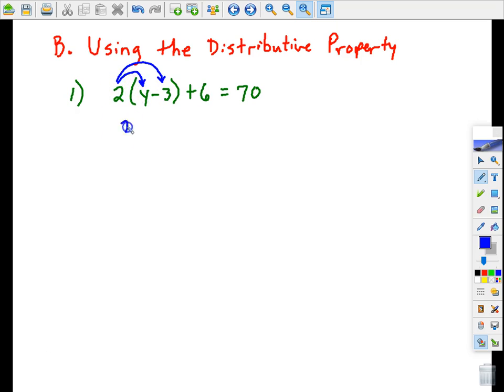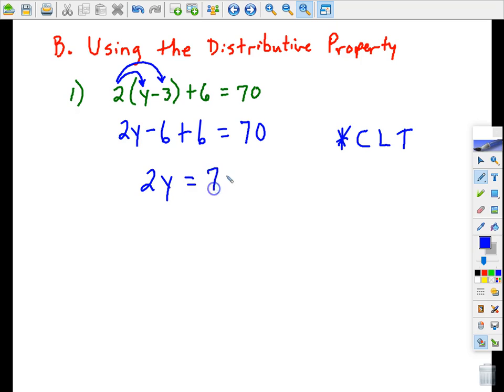So 2 times y would give us 2y, and then 2 times negative 3 is negative 6. Bring down the plus 6, and that equals 70. Always take advantage of opportunities to combine like terms. I used to say CLT, combine like terms. And we have like terms here because these are constants that could be put together, and negative 6 plus 6, of course, is 0. So that gives us 2y equals 70.